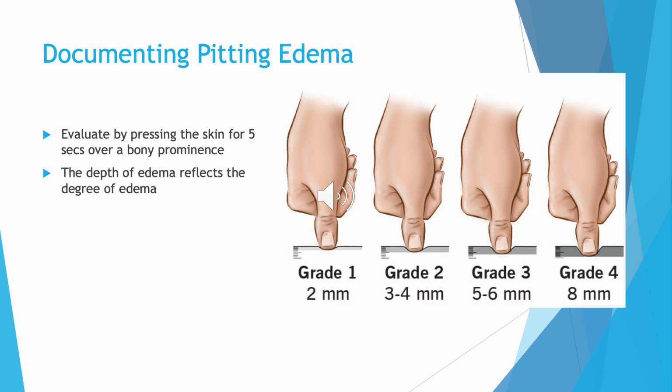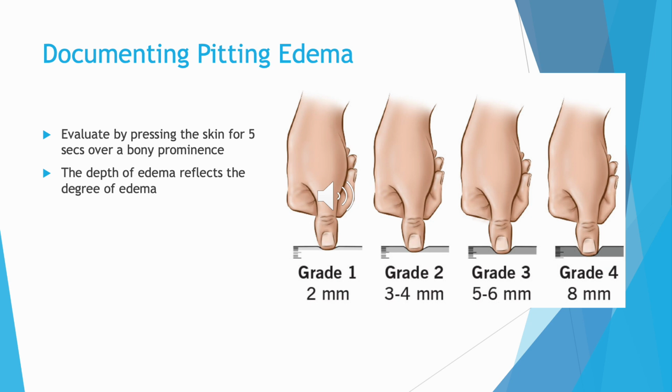+3 equals moderate, and the skin will indent to 6 millimeters, and there'll be a prolonged skin response, meaning it'll take longer to recoil back to normal than +2 and +1. And then finally, +4 is severe, and it will indent to 8 millimeters, and so you'll have a prolonged skin response. Now, with all of these, all you have to do with the grade is multiply it by 2, and you will get the amount of millimeters of the indentation.